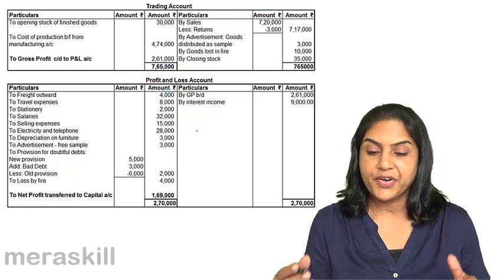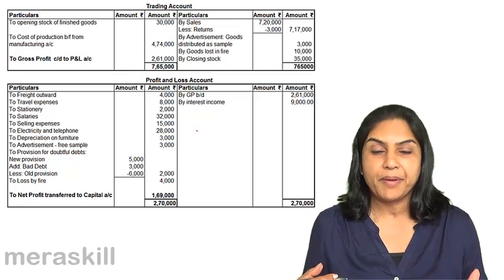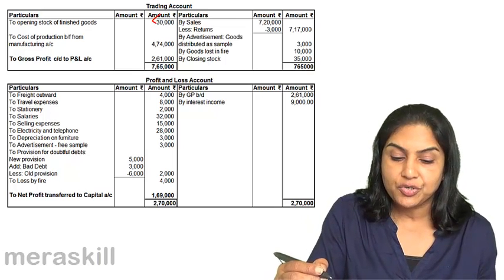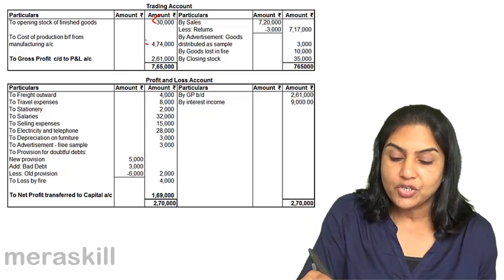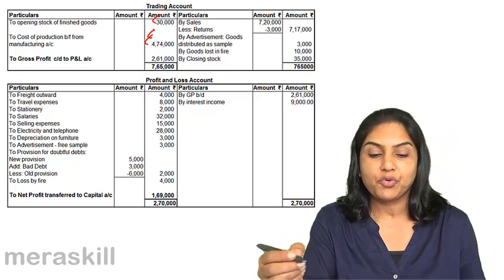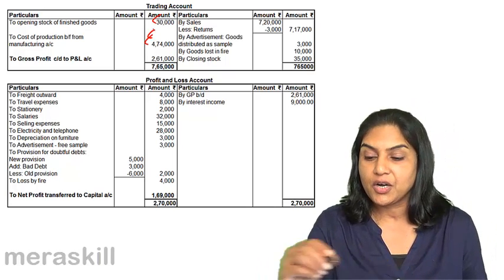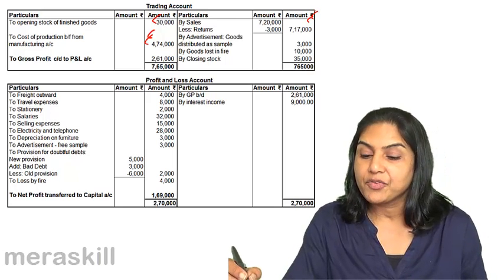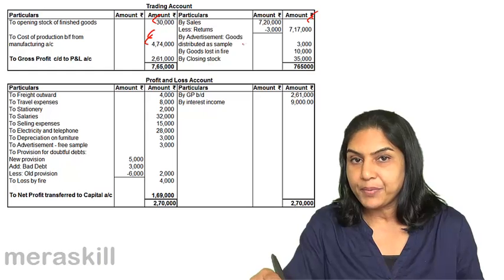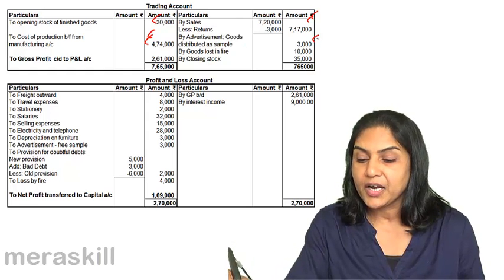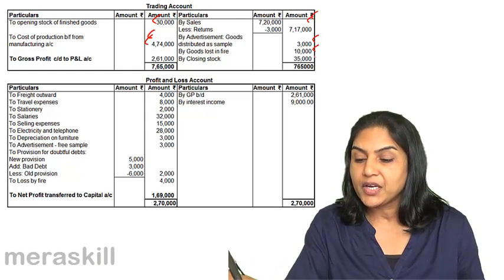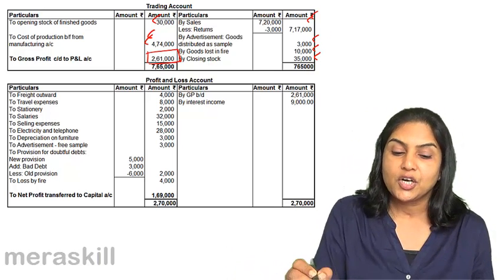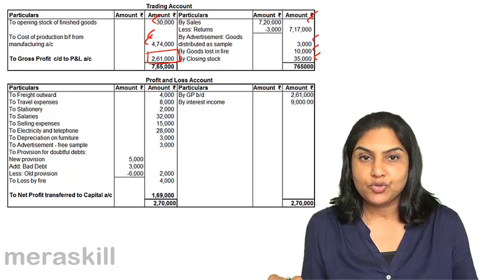Now, how is the trading account prepared after preparing the manufacturing account? We have the opening stock of finished goods. We bring down the cost of production, 4,74,000, from the manufacturing account. Sales less return on the credit side. Then we have goods distributed as sample, which we will remove from trading account. Goods lost by fire and closing stock given, so that our gross profit is 2,61,000.